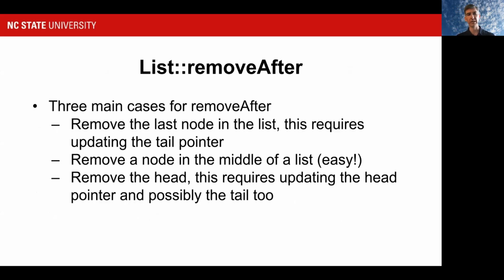Okay, so there are three key cases for remove after. We might want to remove the last node in the list. If we do that, then that means we need to update the tail pointer. We might want to remove a node in the middle of the list. Well, I'll call this the easy case. And then we might want to remove the head. And this requires updating the head and possibly updating the tail too, if in fact the only thing in the list is a single node, in which case the head and tail are the same. And so when we remove it, we need to update both of them.